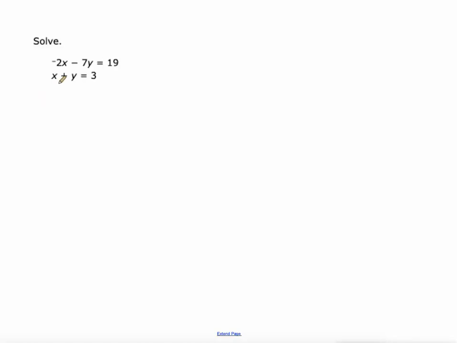Alright, so this one I could do with substitution method. I could take this bottom equation, solve it for one of its variables, and then substitute it into the other. But I think I'm going to use the elimination method on this one. I'm just kind of partial to it, and I'm just going to multiply this bottom equation by 2. That'll give me 2x plus 2y equals 6. And the top equation, I'll just leave it alone, and I'll leave it as negative 2x minus 7y equals 19.